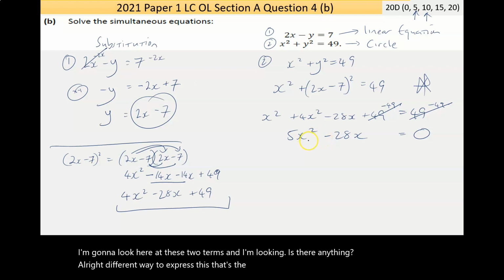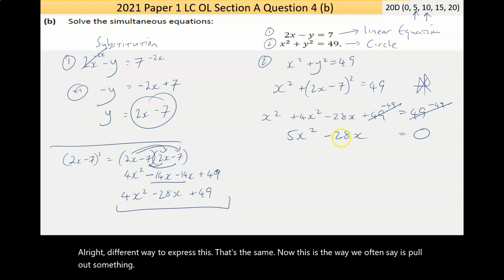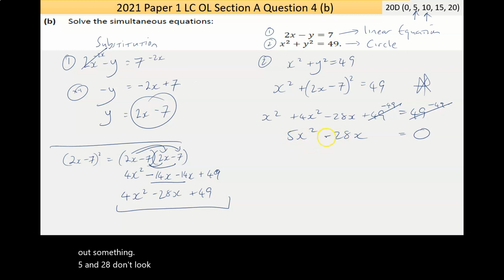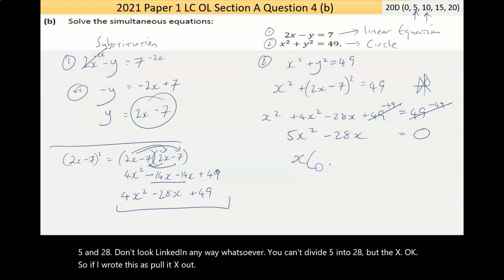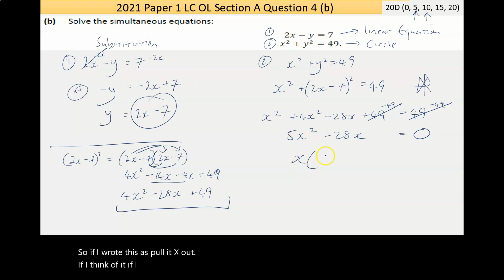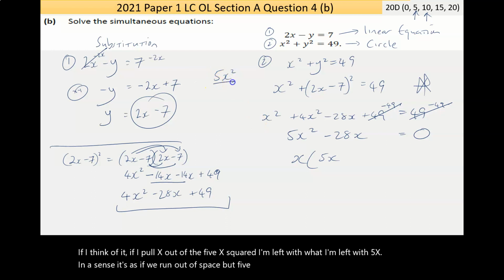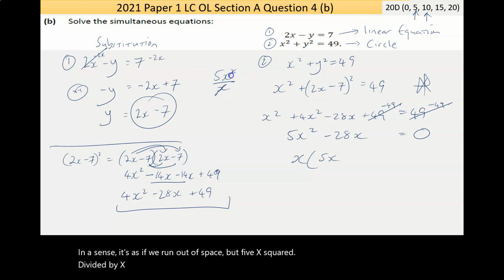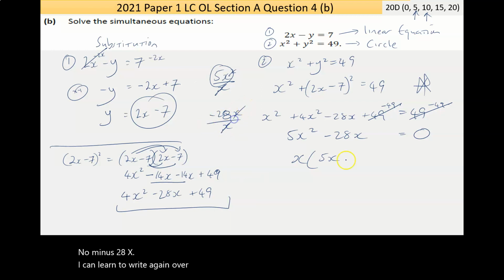Now, the simplest way we often say is pull out something. Now, 5 and 28 don't look linked in any way whatsoever. You can't divide 5 into 28. But the x, so if I wrote this as pull an x out, if I pull x out of the 5x squared, I'm left with what? I'm left with 5x. 5x squared divided by x, the x cancels one of them, I'm left with 5x. Now, minus 28x over x, the x's here cancel, you're left with minus 28.